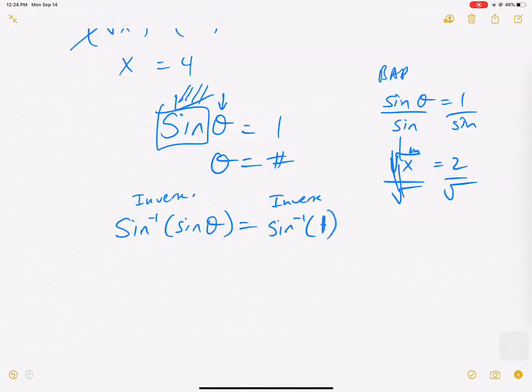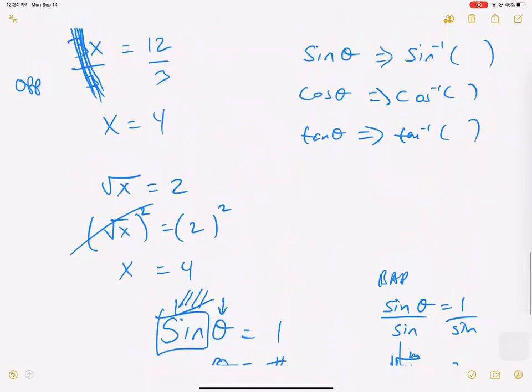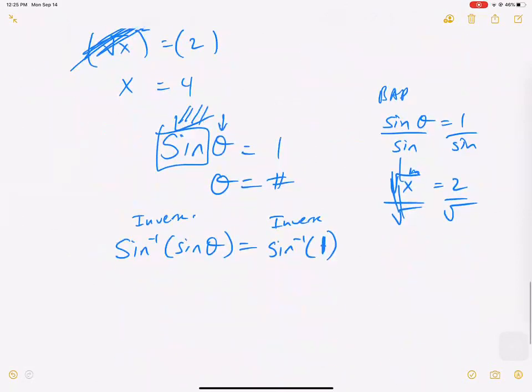The 1. So just like before, what does 3 divided by 3 do? What does square root square do? These are opposite operations. And sine inverse, we say they're opposite operations. That leaves us theta is equal to sine inverse of 1.